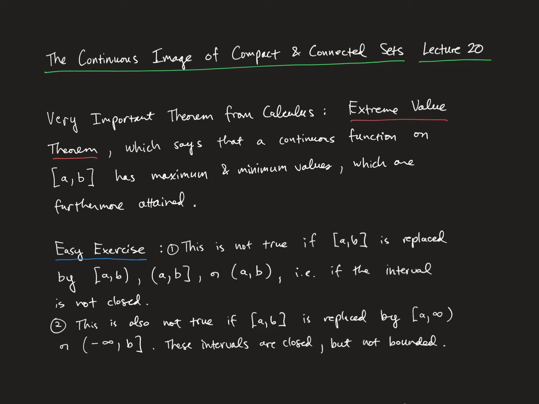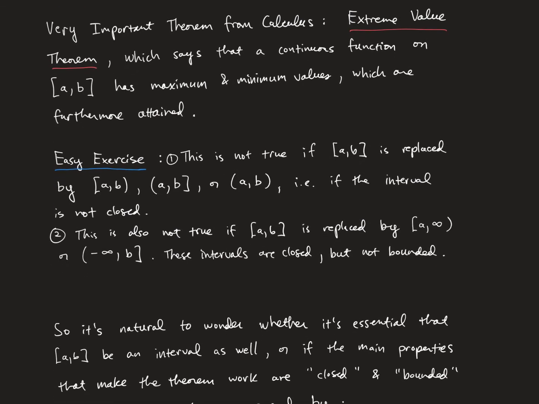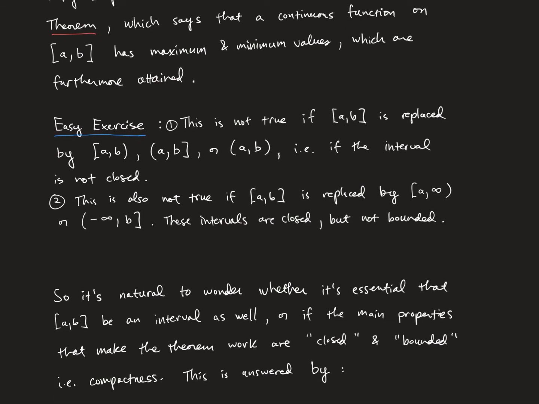So we found that the notion that the interval be closed and bounded is a very important component of this theorem. So it's rather natural to wonder whether these are the key properties that this interval has, or whether it's essential also that we have an interval here. It's quite natural to wonder whether the things that are driving the truth of this theorem are just the closed and bounded property of the interval, or whether the fact that it's an interval is actually essential. And it turns out that it's not.